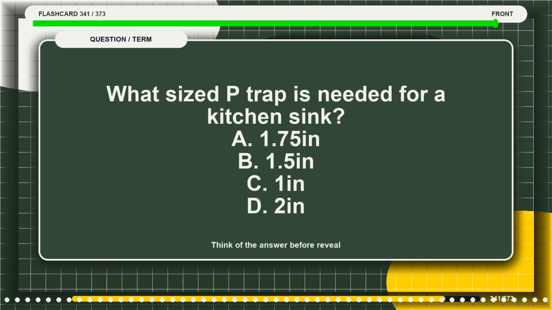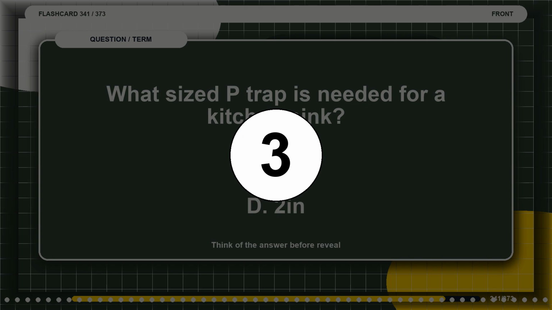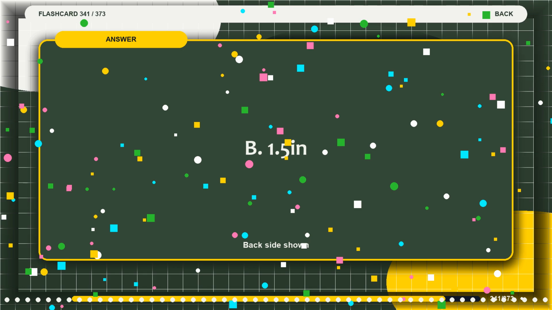Flashcard 341. What sized P-trap is needed for a kitchen sink? A. 1.75 in. B. 1.5 in. C. 1 in. D. 2 in. Think of the answer before the reveal. The answer is B. 1.5 in.